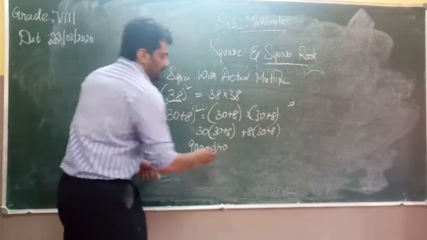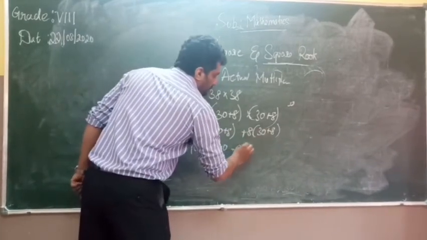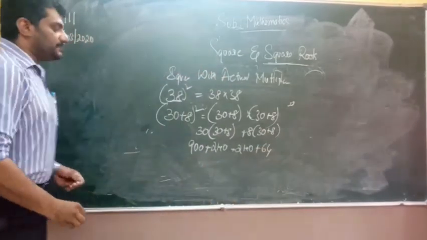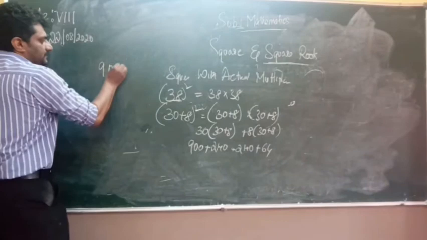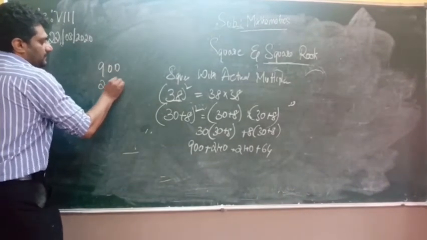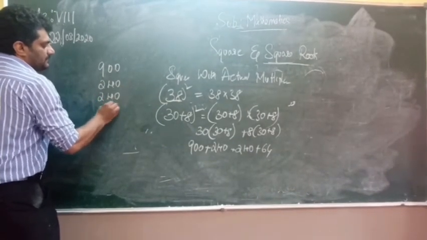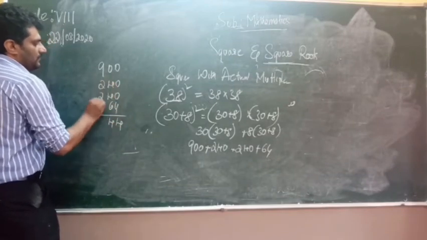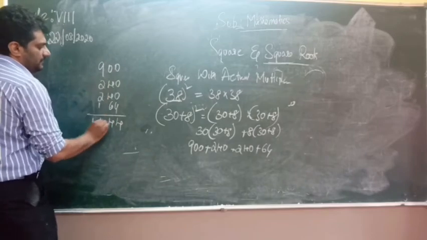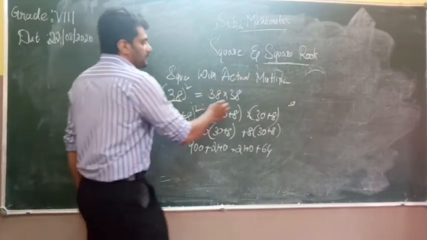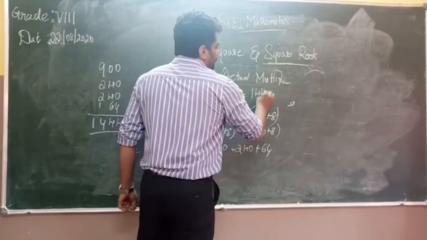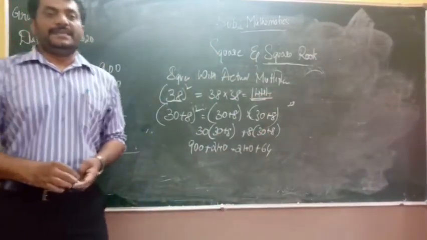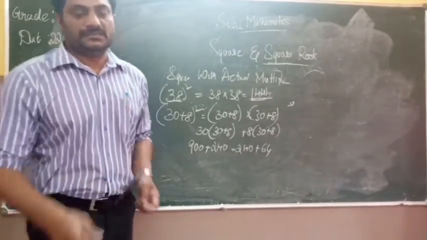30 into 8, 240. Again, 30 into 8, 240. 8 into 8, 64. Which are the numbers we have now? 900, 240, 240, 64. 64 plus 240 plus 240 plus 900, so the answer to this is 1444. This is how we find the square of any number without multiplication.